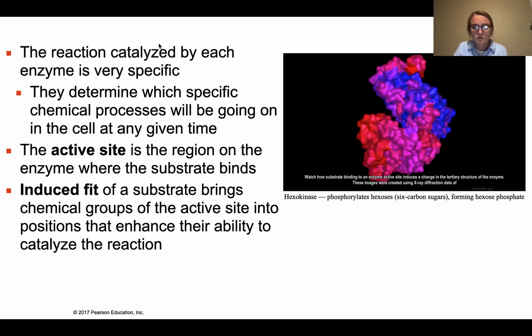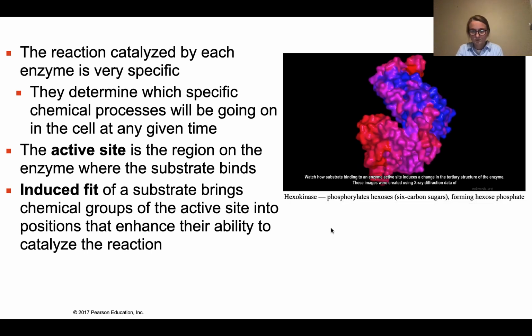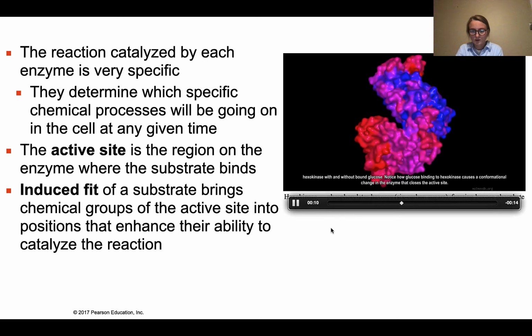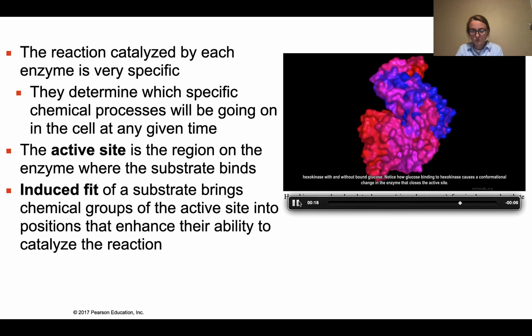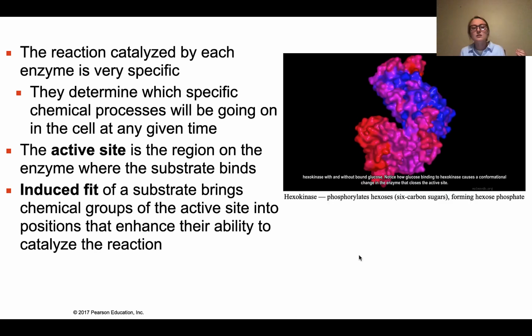Watch how substrate binding to an enzyme active site induces a change in the tertiary structure of the enzyme. These images were created using X-ray diffraction data of hexokinase with and without bound glucose. Notice how glucose binding to hexokinase causes a conformational change in the enzyme that closes the active site. Credit: Mark B. Gerstein, Yale University.